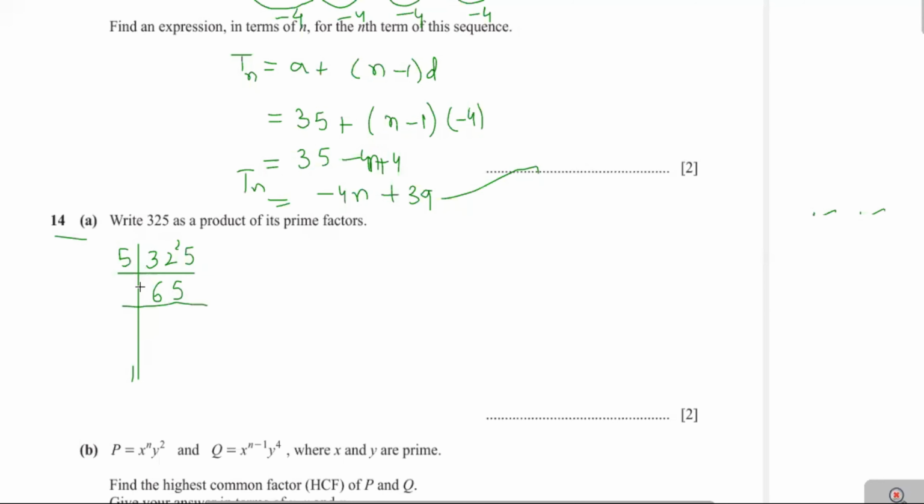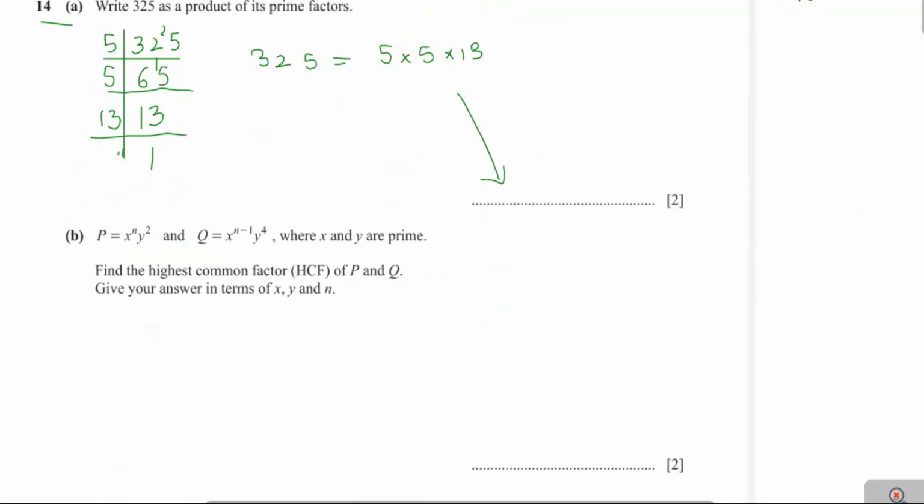5 times 5 is 25. Now we see that 65 is also divisible by 5. We write it here, 5 times 1 is 5, 1 is carried, therefore this value becomes 15. 5 times 3 is 15. And 13 is a prime number, therefore it is divisible by 13. Therefore we get 13 times 1 is 13. The product of the prime factors will be 5 multiplied by 5 multiplied by 13. And this is the factorization of 325. And this is the answer.